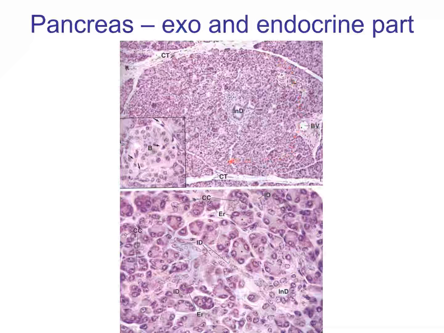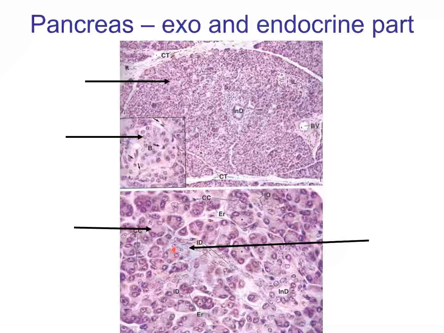This is low power magnification of the pancreas, showing the acinus or the acinar arrangement. This is the connective tissue forming the lobules of the pancreas. Here is one of the ducts. In the inside, you can see the islets of Langerhans, which is different from the acini. This is the islet. This is the acini of the pancreas, and the ID is intercalated duct coming out from the acinus.